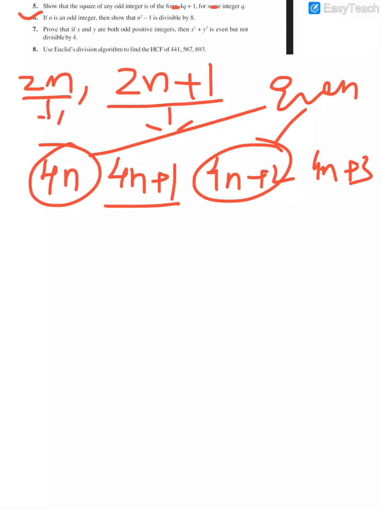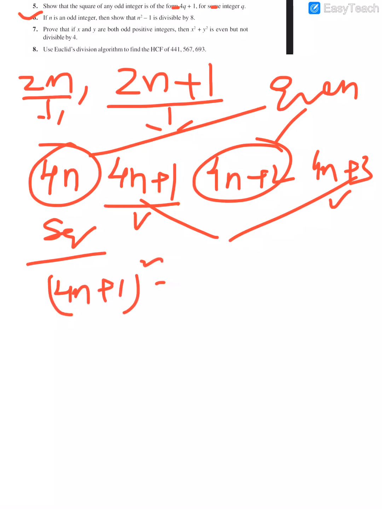Show that n square minus 1 is divisible by 8, where n is an odd integer. So let us see this, squaring on both sides. There are so many methods. I thought this is the easiest method. So let the odd numbers be 4n plus 1 and 4n plus 3. So 4n plus 1 whole square is equal to 16n square plus 2 into 8n plus 1.